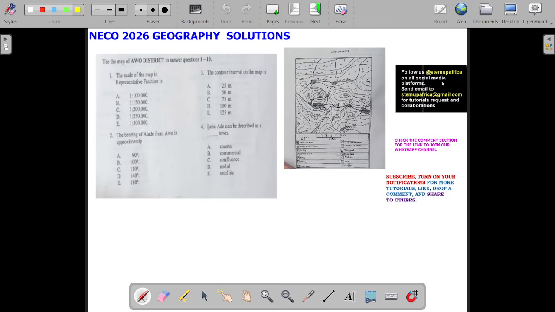So welcome to the geography section. Today we are going to look at geography. Questions 1 to 10 are map reading, and I don't have the physical map, so I'm going to ignore that for now. So let's look at number 11 to 60.